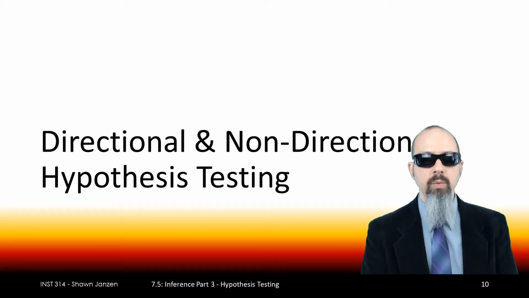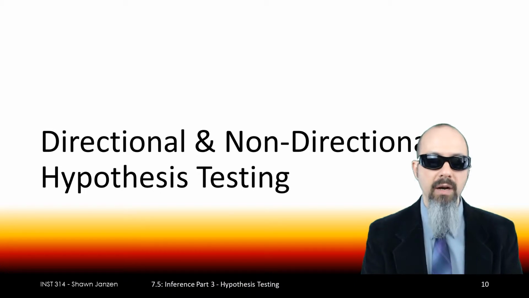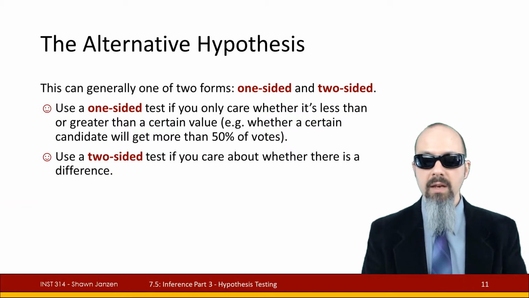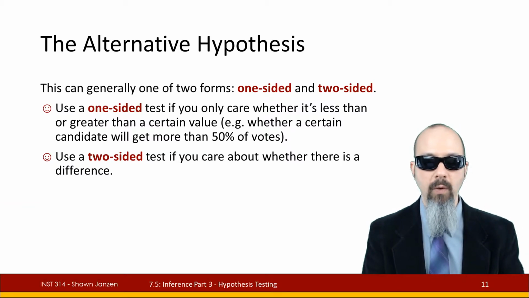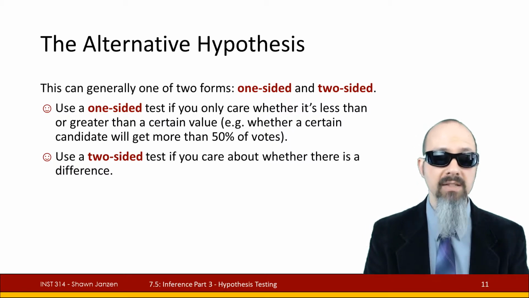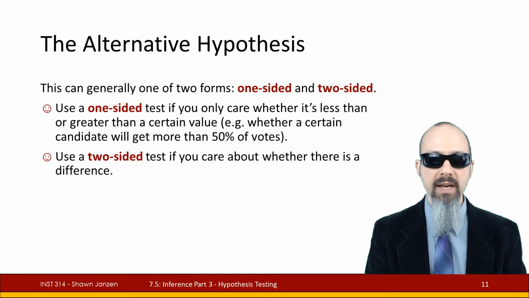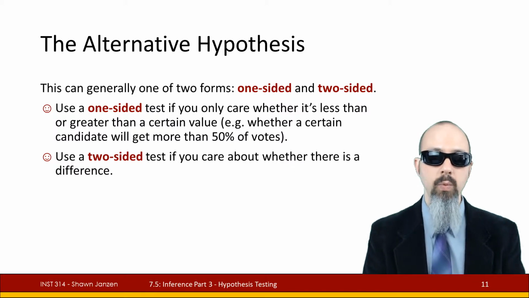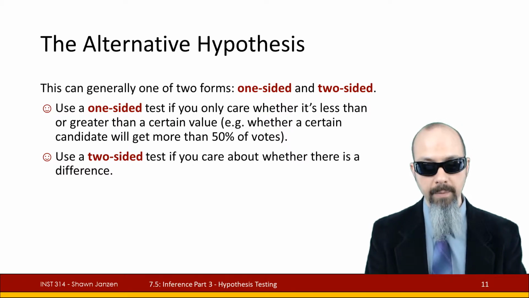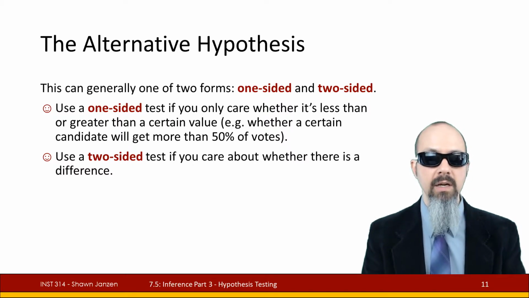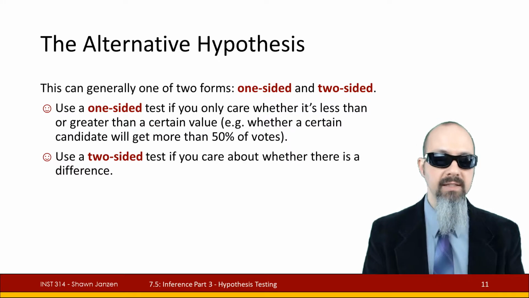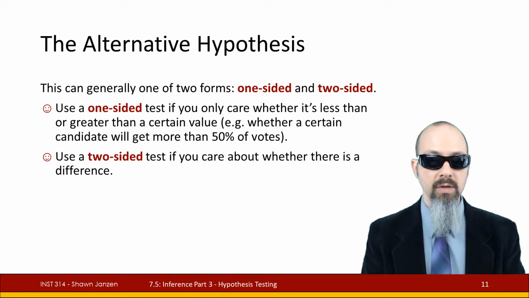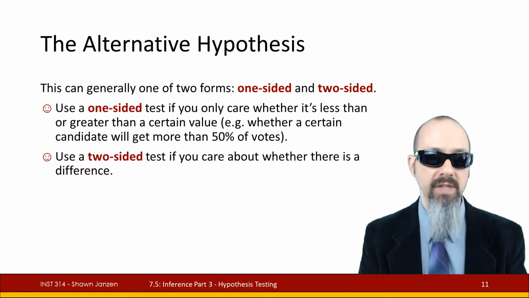Let's talk about directional testing now, though, because this is really the focus of this area. With an alternative hypothesis we said before, it's simply a non-zero effect. When we go into directional testing, we can actually split this up and say that you can have a test that's one-sided or two-sided. With a one-sided test, you only care about if something is less than or greater than a certain value, such as if a certain candidate being elected is going to get more than 50% of the votes.